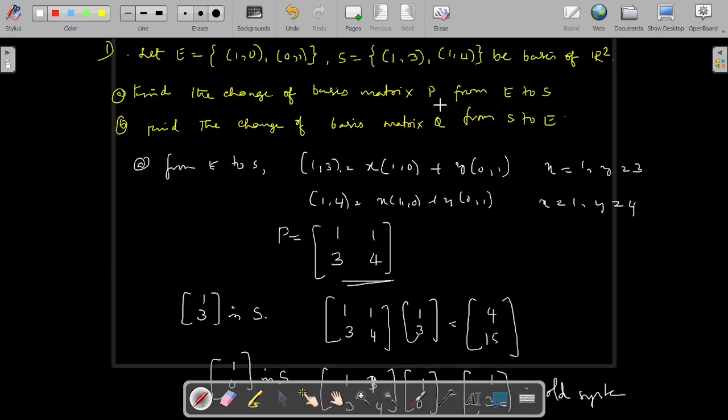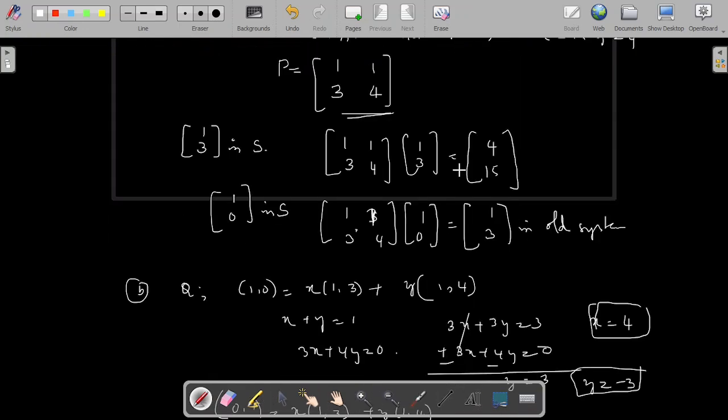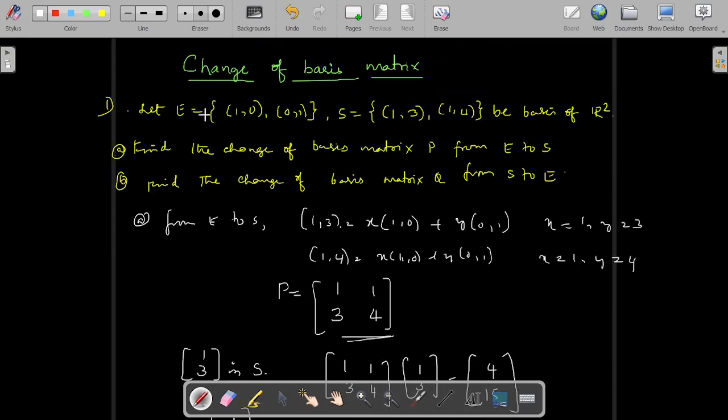Change of basis from E to S gives you the coordinate vectors of any vector from S to E, reverse. So this is how we get the matrix of change of basis. From standard basis to any basis, it is easy. Just write these new basis vectors as the columns of that matrix. From S to E, new basis to old basis, you have to write every vector of old basis as a linear combination of new basis vectors.